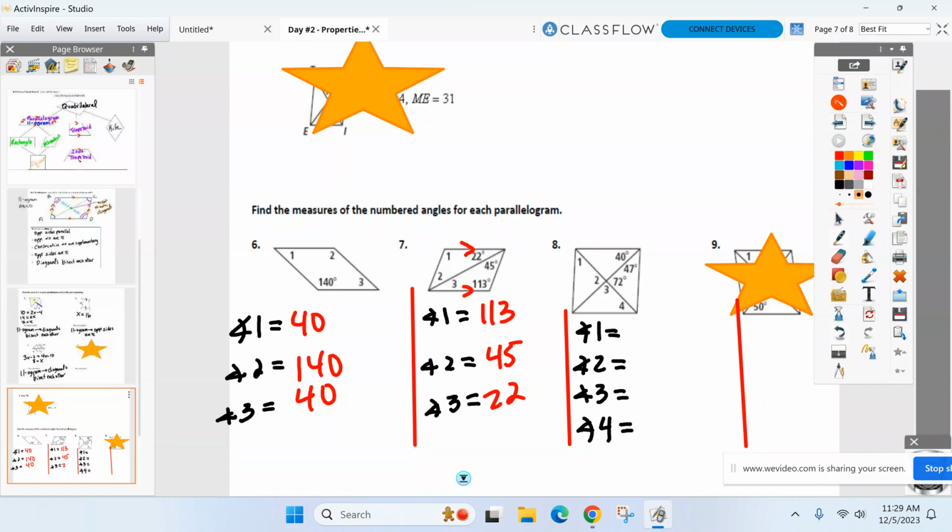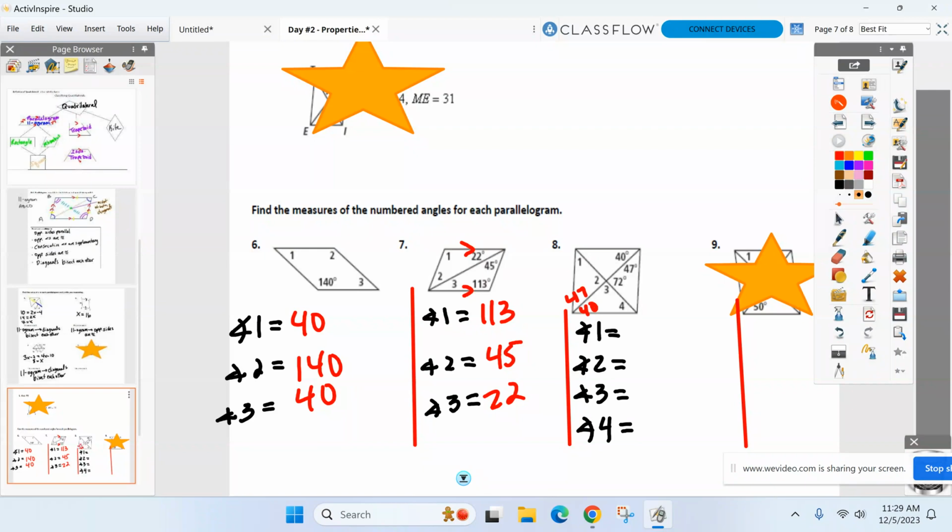Look for alternate interior angles. So you guys that got stuck on number 8, that 40 that was given can go here now because it's alternate interior. That 47 that was given can go here now because it's alternate interior. If at least one diagonal is drawn in for a parallelogram, start looking for alternate interior angles. Okay? Just a heads up. I know you probably weren't thinking about it, but start thinking about it. We want at least one diagonal drawn in.